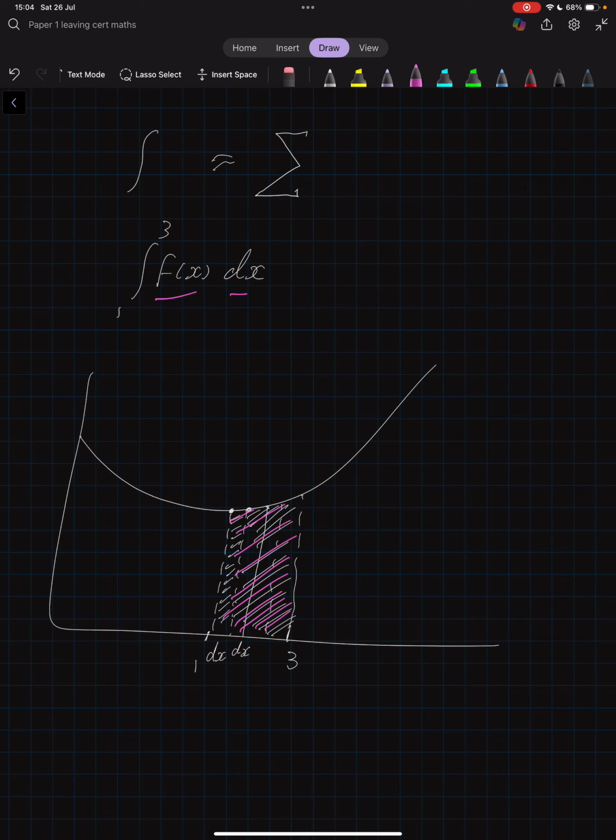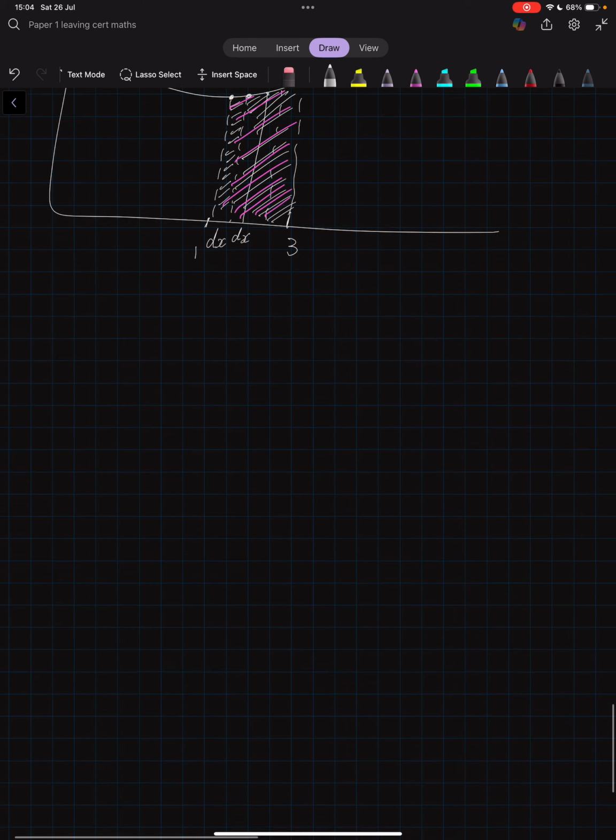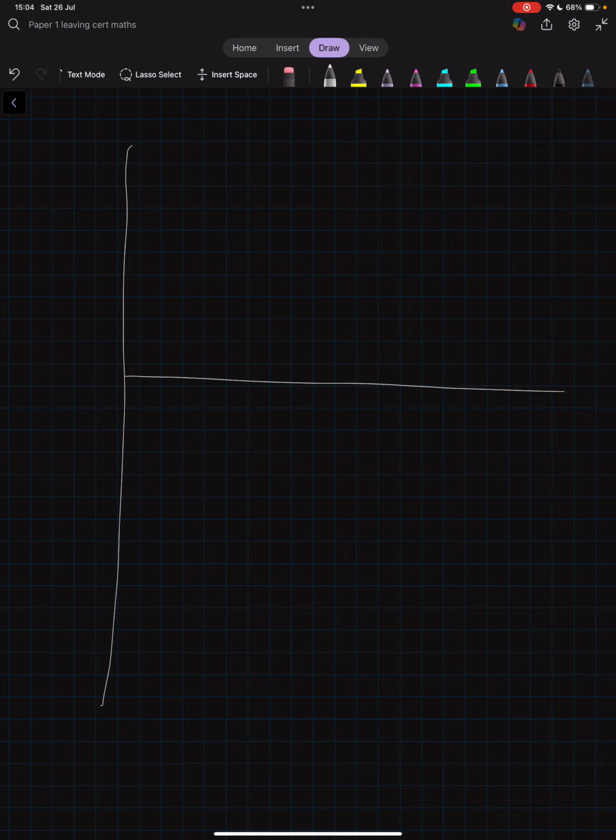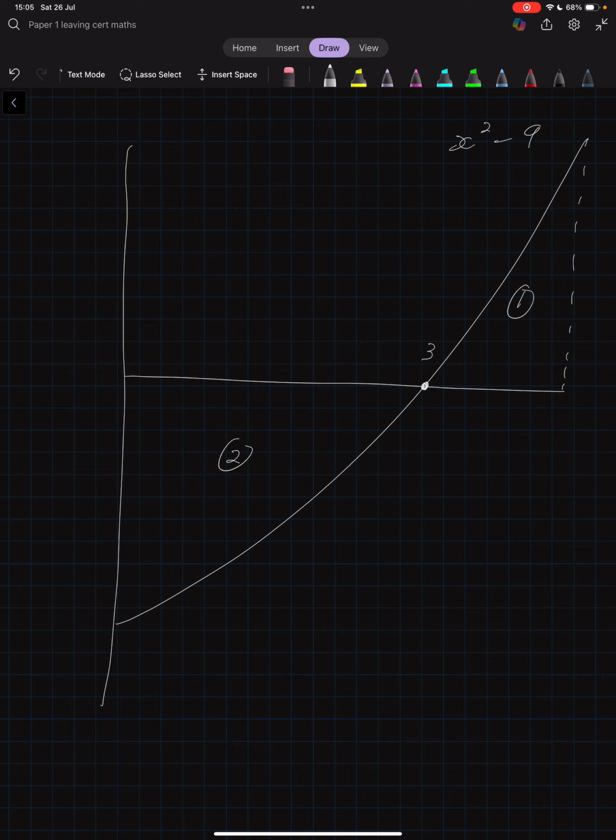Okay, now the next thing that's important is to find area underneath a curve. So let's say we have a curve like this one, x squared minus 9. Again, this is 3. And they want you to find this area and this area here, where this is 5, and this is obviously 0. And this here is 3.